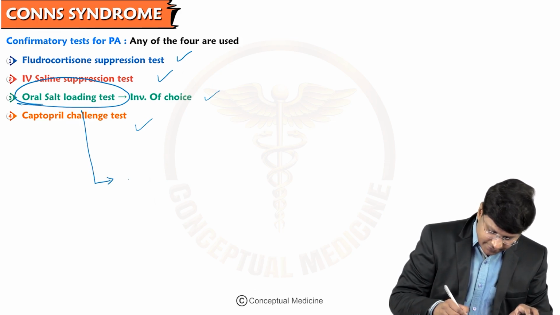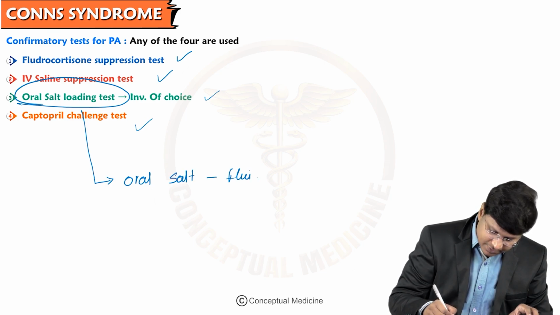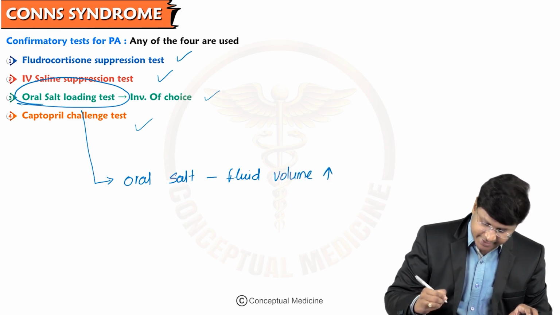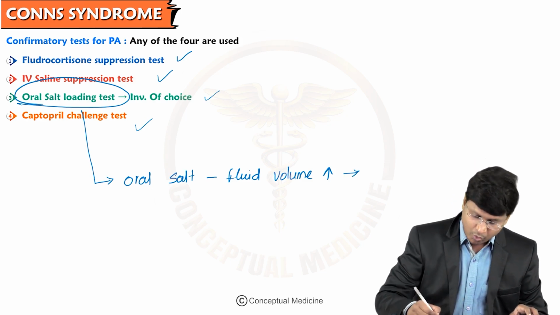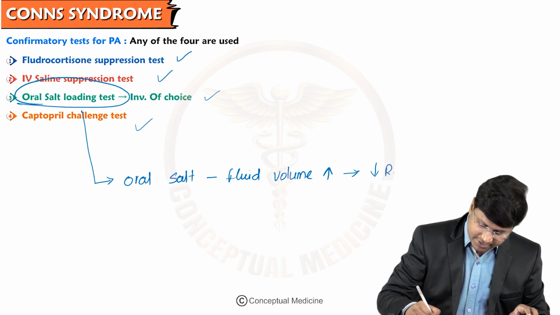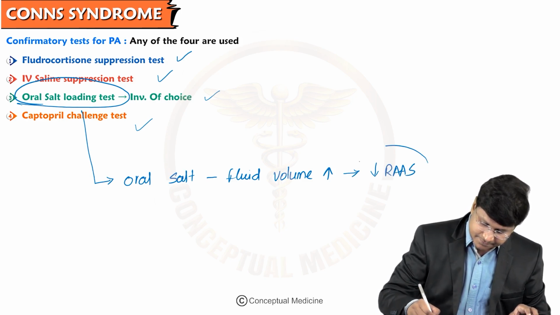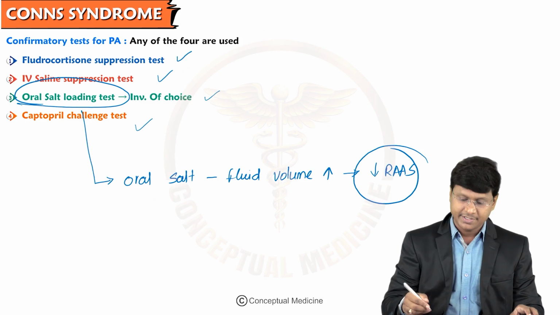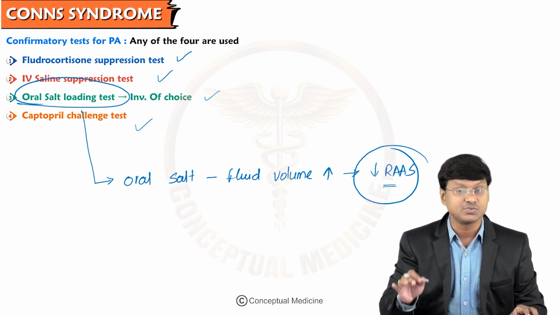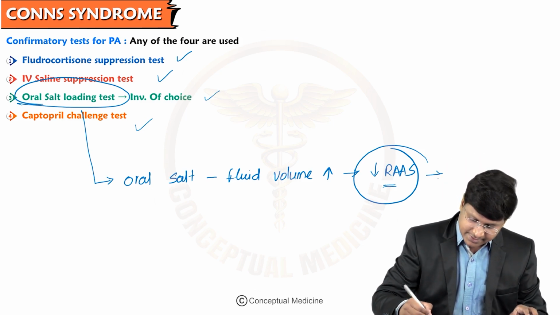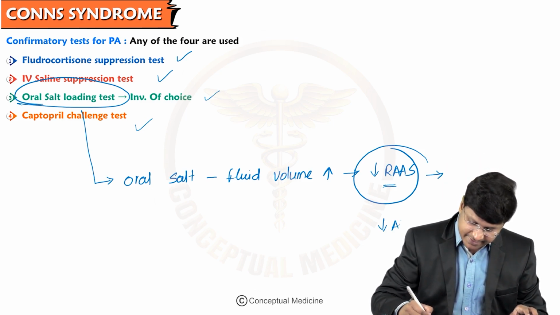Now, if you are giving oral salt to an individual, what will happen to the fluid volume? The fluid volume increases. When the fluid volume increases, what should happen to your RAS? The RAS has to be inhibited. The RAS will get inhibited, and thereby the aldosterone levels will become normal.